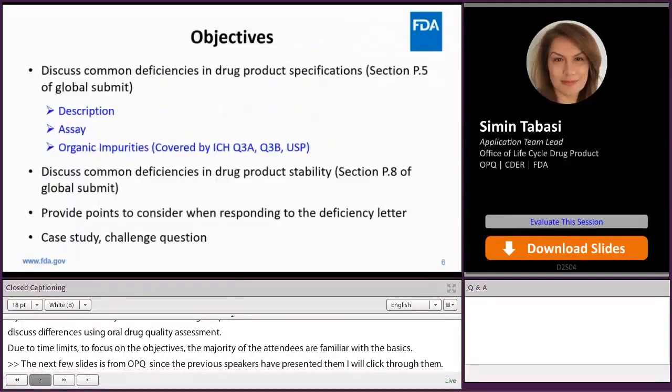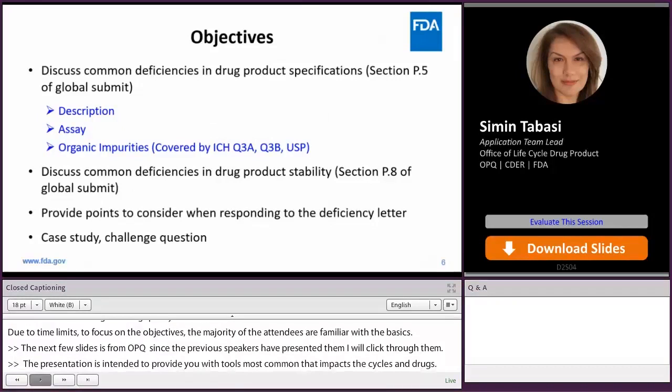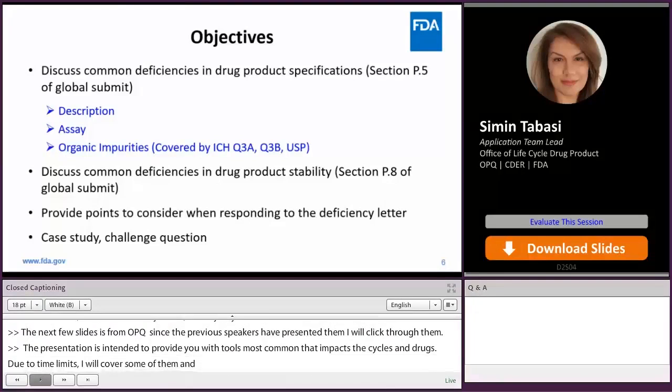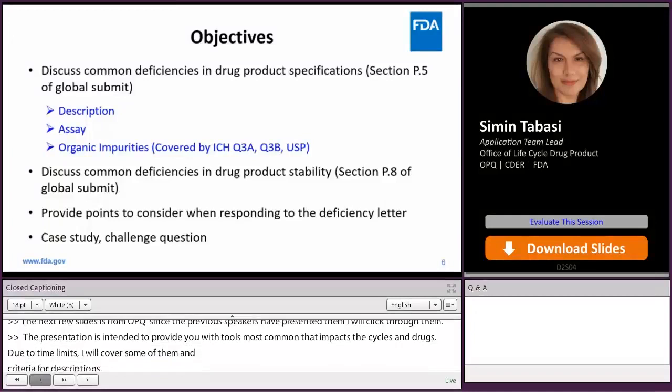This presentation is intended to provide you with some of the most common deficiencies that impact review cycles and drug approval. Due to time limit, I will cover some of the deficiencies related to setting acceptance criteria for drug product description, drug product assay, and organic impurities, only those covered by ICH Q3A, Q3B, and drug product specific USP monograph.